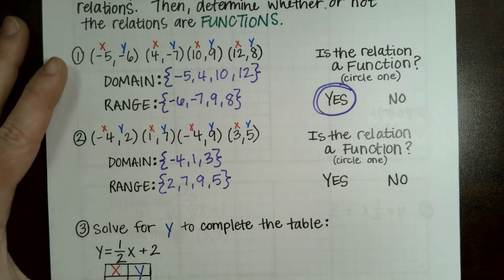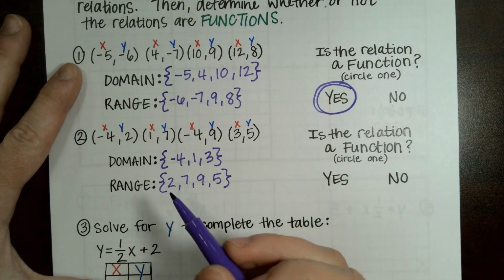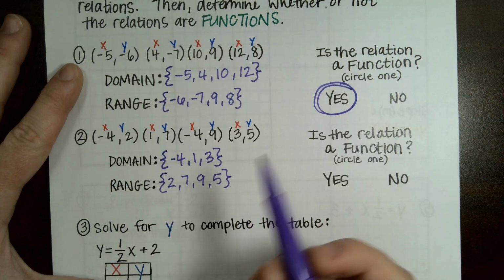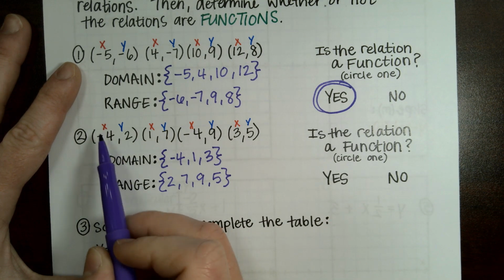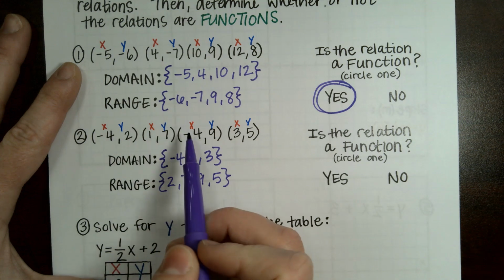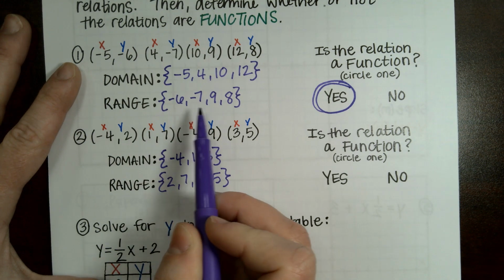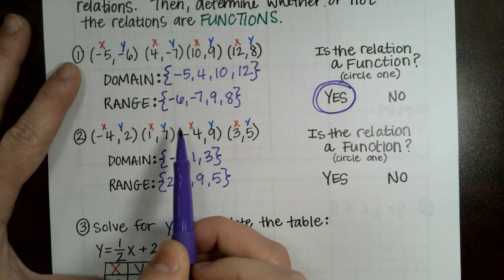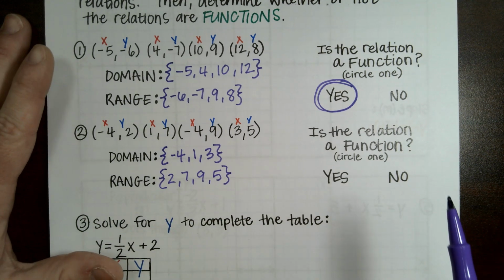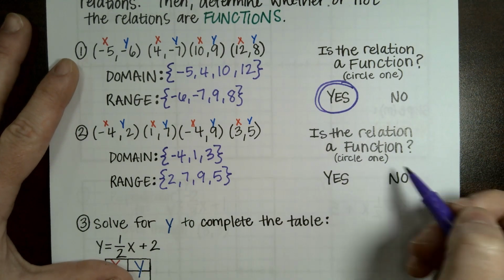Is this relation a function? No. Why not? Yeah, we've got a repeating x here. We've got a -4 that goes with a 2. We got -4 again, but this time it goes with 9. So x, -4, has more than one y value. So this is not a function.